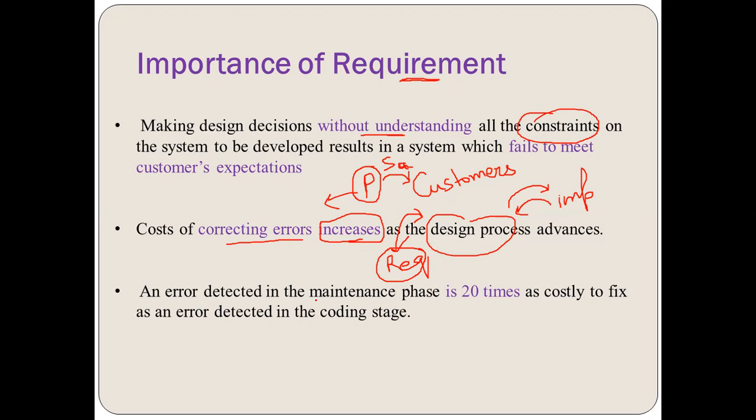An error detected in the maintenance phase is 20 times as costly to fix as an error detected in the coding stage. I have already told you that the earlier an error is detected, the less it costs us, and the later it is detected, the more it will cost, multiple times, right? So that is why it is important to gather all the requirements at the right time, and these requirements should be complete and correct.